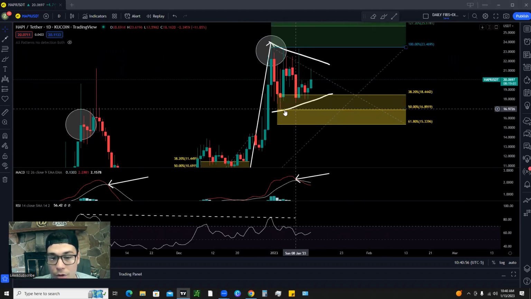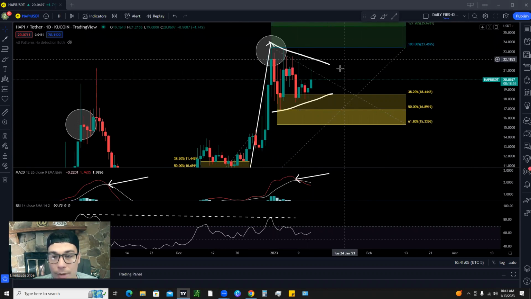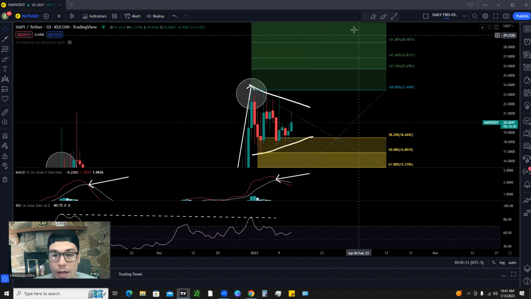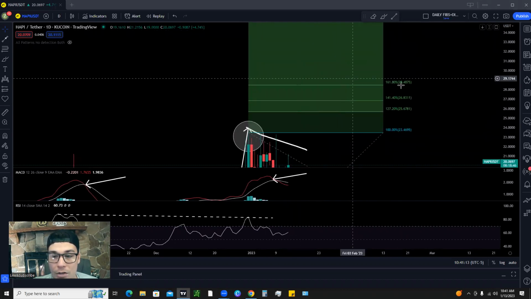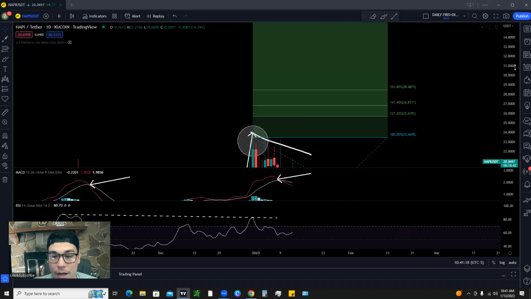We're doing a good job. We've already bounced off of the 50%. We're trading above the 38.2% retracement level now. All we need to do is break out of our bull flag chart pattern and get above 23.469. If we can flip this from resistance to support, then we can go ahead and hit our bullish price targets all the way up to 28, possibly even 36. So stay tuned on Hapi.